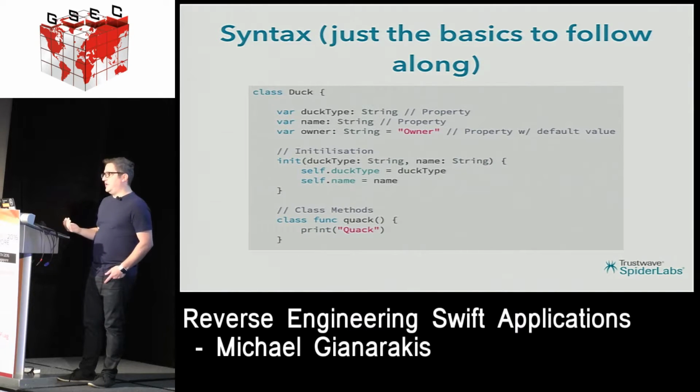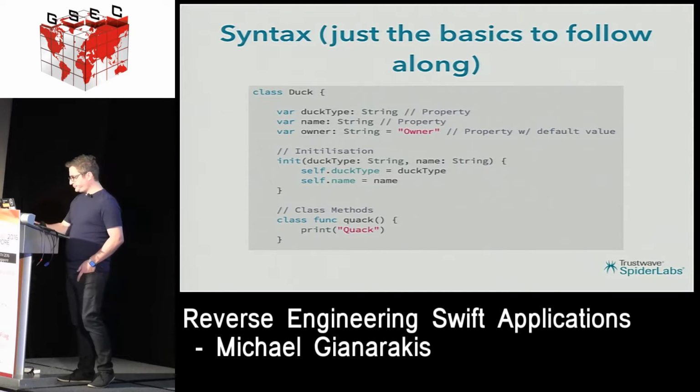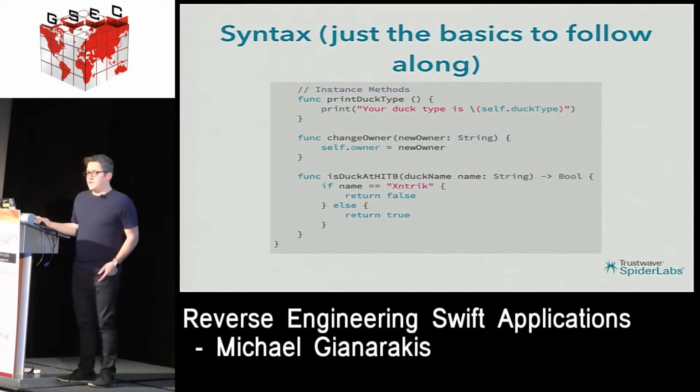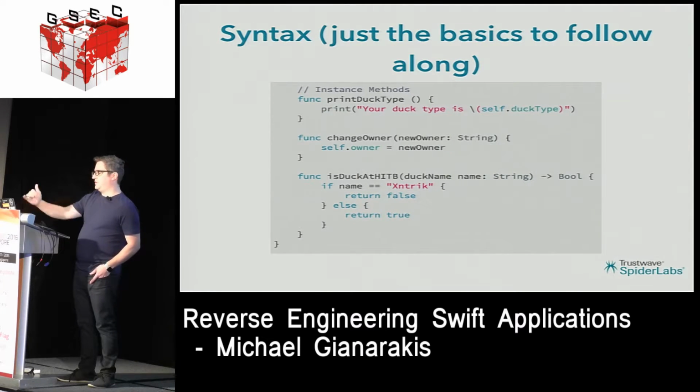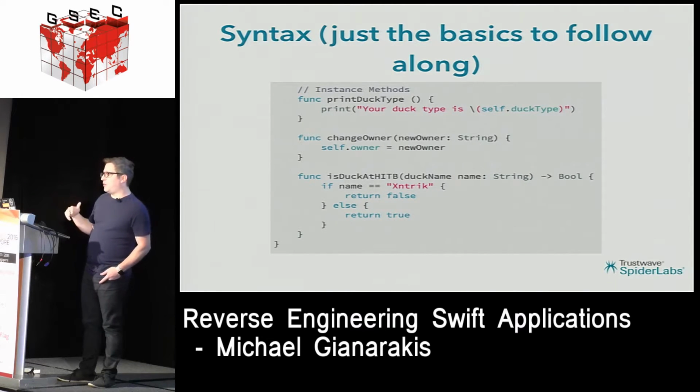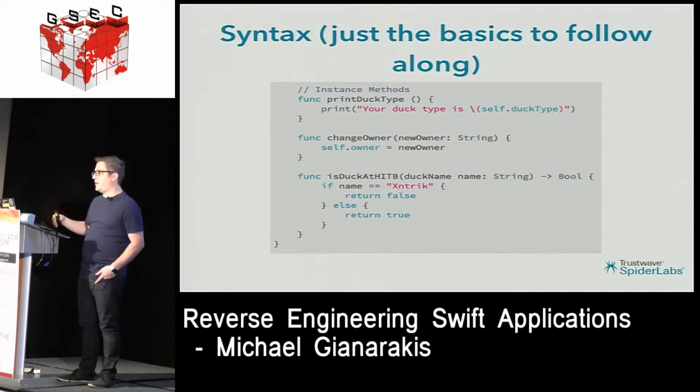And a class method uses the standard method keyword, which is func. If you prefix that with class, it creates a class method. Instance methods, again, just use the standard func keyword. And here, I guess the one thing that I want to point out with this particular one is, if you look at the change owner function, it takes a parameter new owner, which is a string.